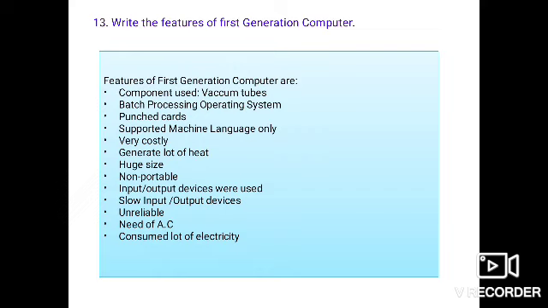Next, input output devices were used. Then these input output devices were very slow, so it is slow input output devices. Next is unreliable. Next, need of AC, and consumed lot of electricity. They used to consume lot of electricity since the size was very huge.